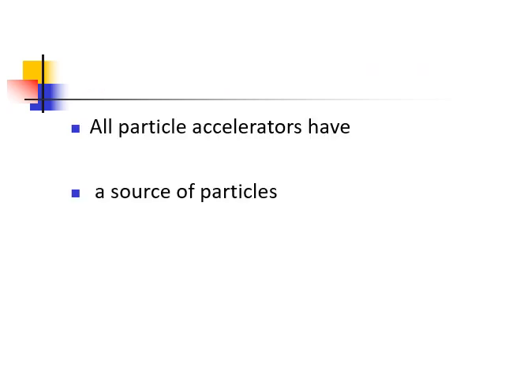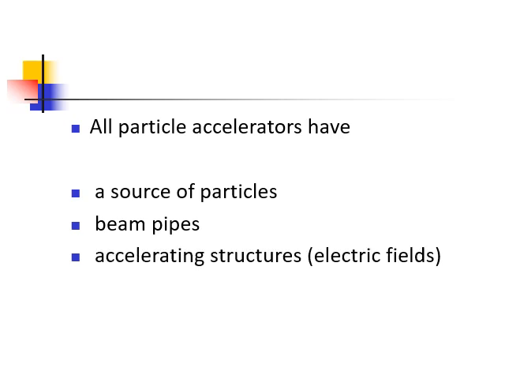All particle accelerators have these in common. They have a source of particles, they have the pipes which the beams travel through. Often these are vacuums. In fact, they're always vacuums so that the charged particles are not going to hit any objects and be deflected. And they have means of accelerating the charged particles, which are electric fields.